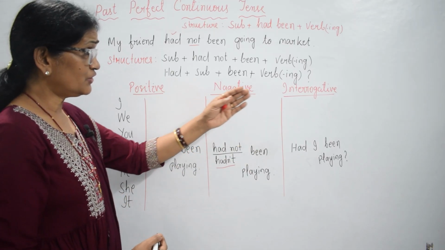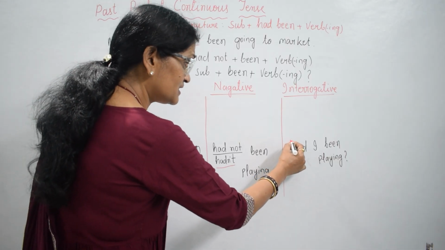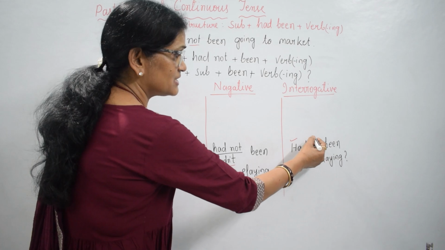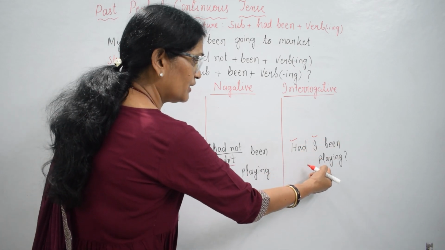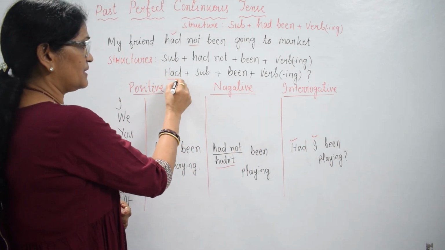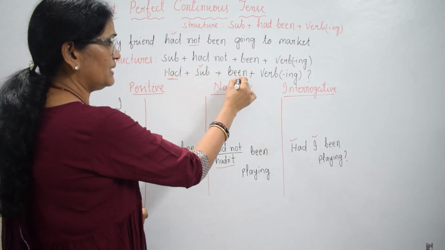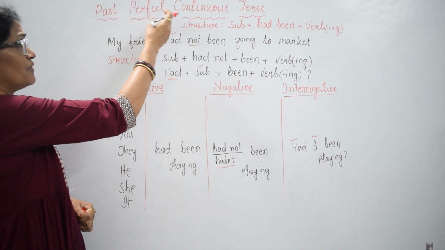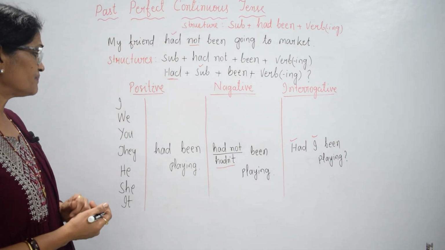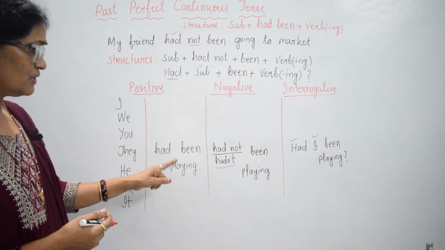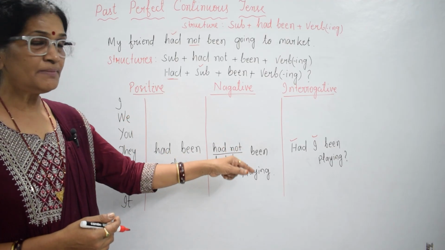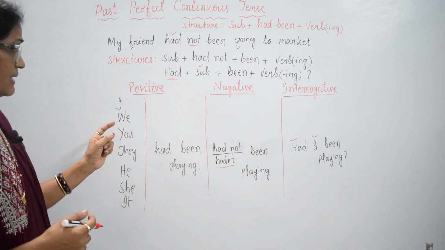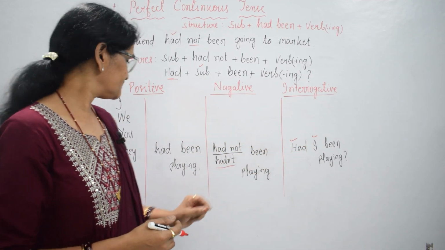Okay. Then in interrogative form, the first auxiliary will come to the front. Had I been playing? Had, then subject, then been playing. Okay. This is the structure. First auxiliary, then subject, then been, then verb ing. These are the structures for past perfect continuous tense. Okay. We had been playing, we hadn't been playing, or we had not been playing. Both are correct. And had we been playing?